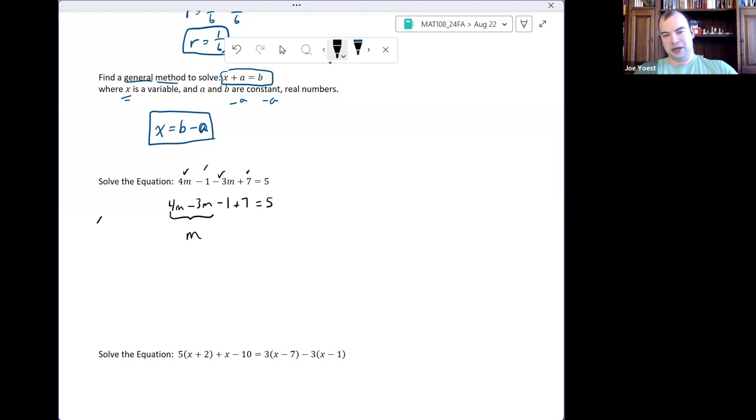So typically we would write 1m just as m. We just don't write the 1. Not that it's really wrong to write the 1. It's just, it will be very unusual to see it written that way. And then I have minus 1 plus 7. Well, that nets out to a plus 6.